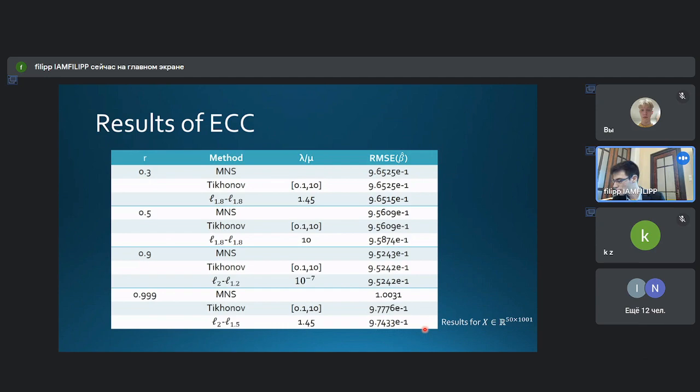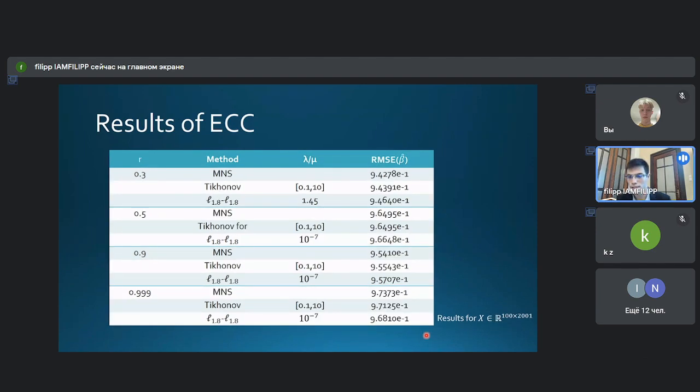However, when we get past the 1000 barrier, MNS seems no longer so weak in the highly correlated matrix. As we can see, this is a 50 by 1001 X matrix, so the MNS seems to work sufficiently, and regularization is no longer recommended. That is also confirmed in bigger dimensions, 100 by 2001.